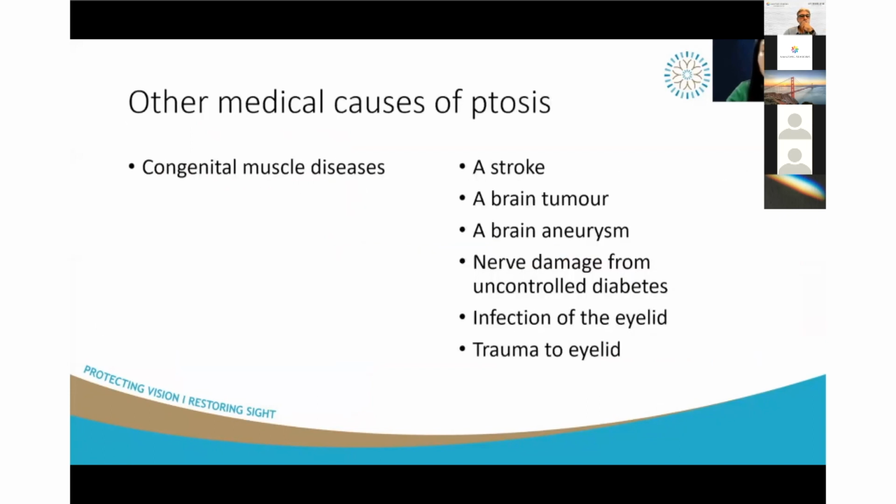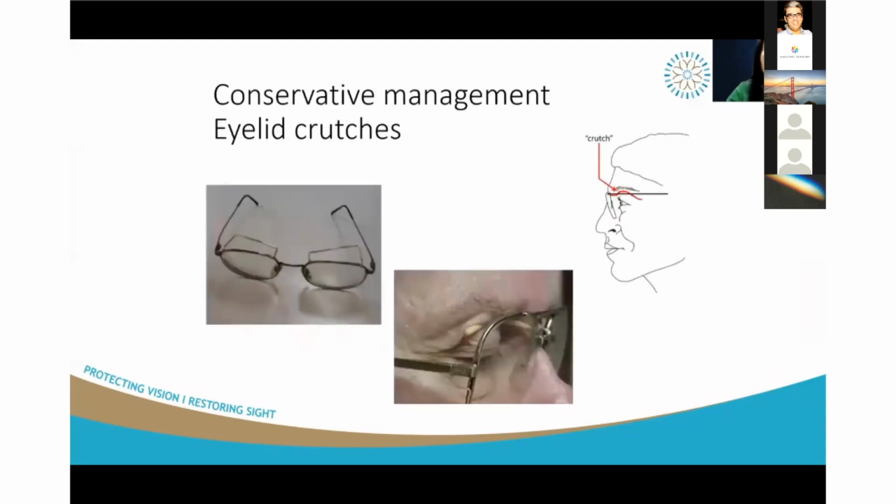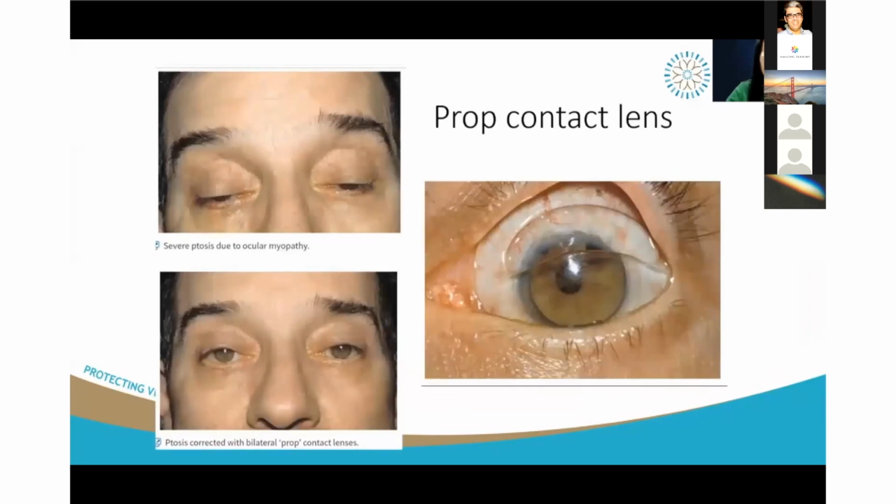Other medical causes of ptosis include stroke, brain tumor, brain aneurysm, nerve damage from uncontrolled diabetes mellitus, infections of the eyelid, and trauma to the eyelids. Treatment options for ptosis include conservative management and surgery. Conservative management includes eyelid crutches and prop contact lenses.